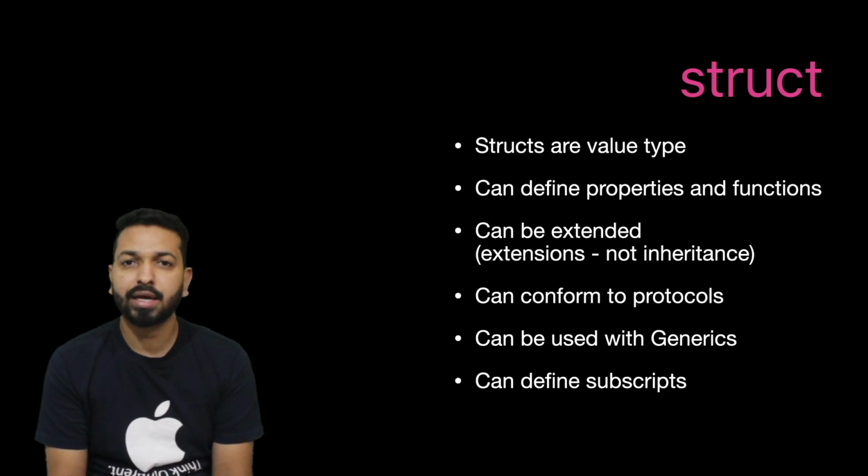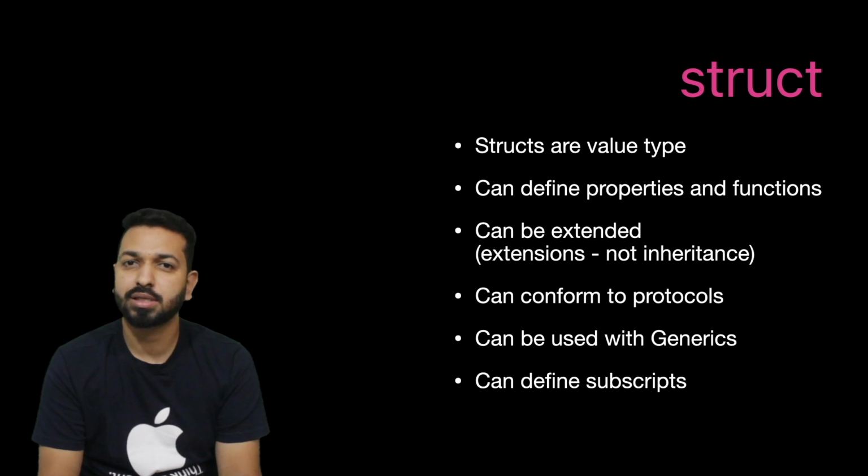The next thing is that they can conform to protocols. So we can write any protocol and can make our struct conform to it. This is very obvious. Structs can be used with generics and we can define subscripts to them. This is really common. Array is a classic example of this. Now let's move on to the next thing, that is classes.